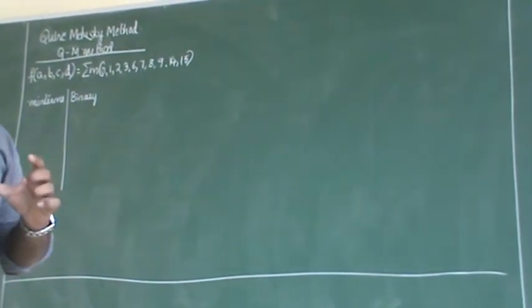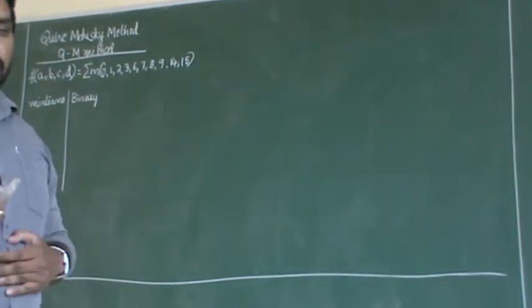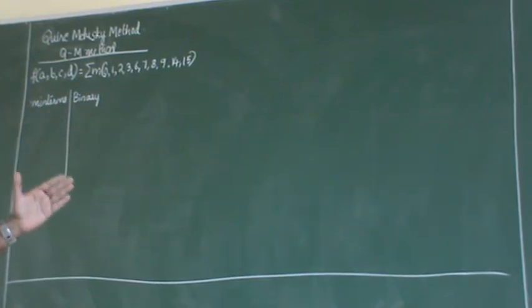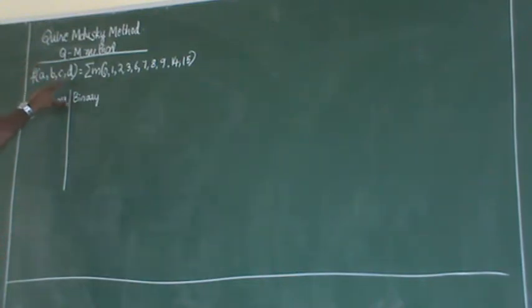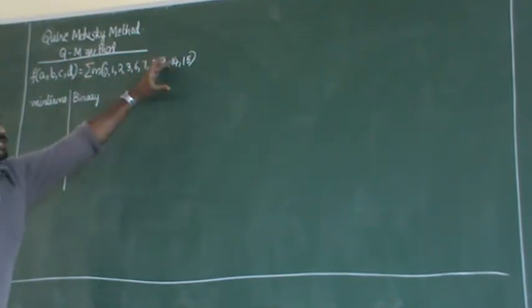This is a bit lengthier process, but it will be very interesting. First, copy down the question. Step by step we will go. Do not mess up anywhere. What is the question here? F of A, B, C, D is equal to the sum of minterms 0, 1, 2, 3, 6, 7, 8, 9, 14 and 15. So first take down the question properly.